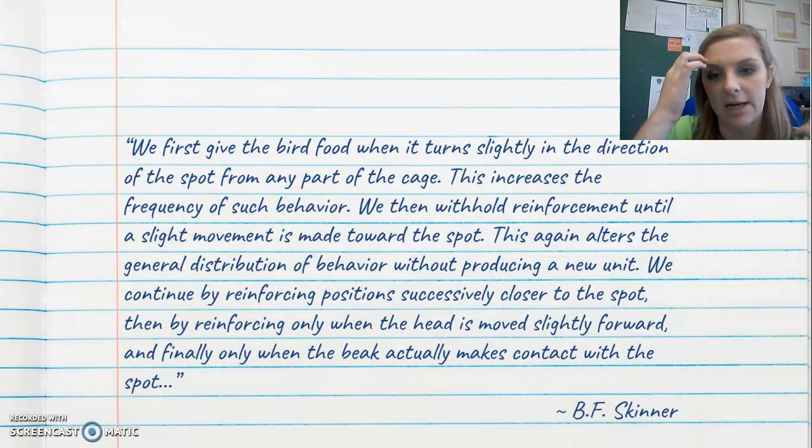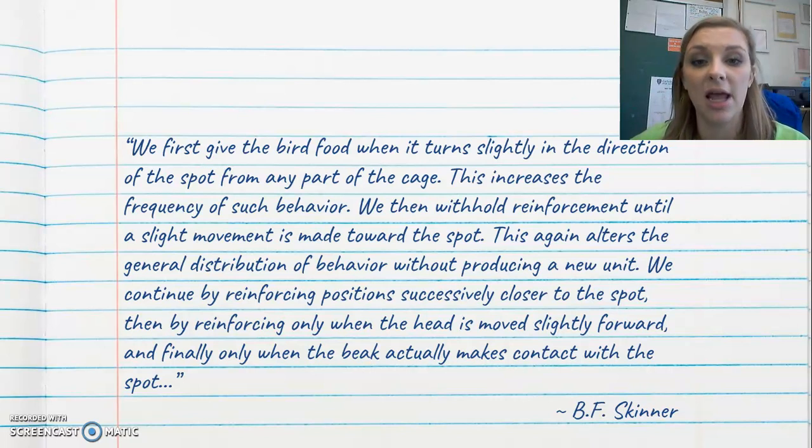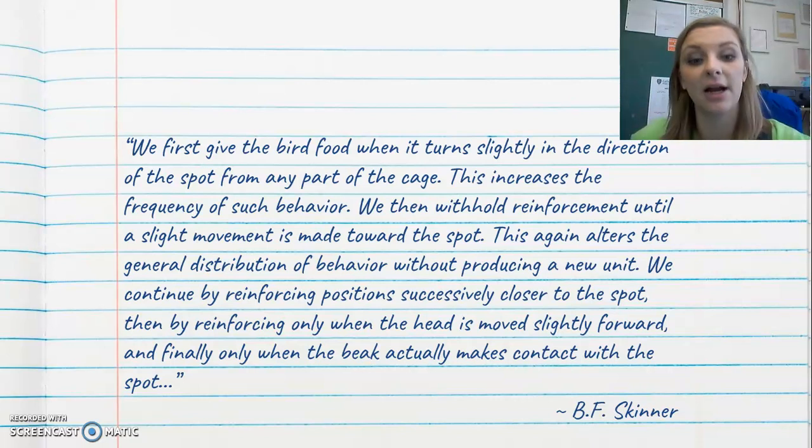So here's one of B.F. Skinner's quotes about what he actually did. "We first give the bird food when it turns slightly in the direction of the spot from any part of the cage. This increases the frequency of such behavior. We then withhold reinforcement until a slight movement is made towards the spot. This again alters the general distribution of behavior without producing a new unit. We continue by reinforcing positions successively closer to the spot, then by reinforcing only when the head is moved slightly forward, and finally only when the beak actually makes contact with the spot."